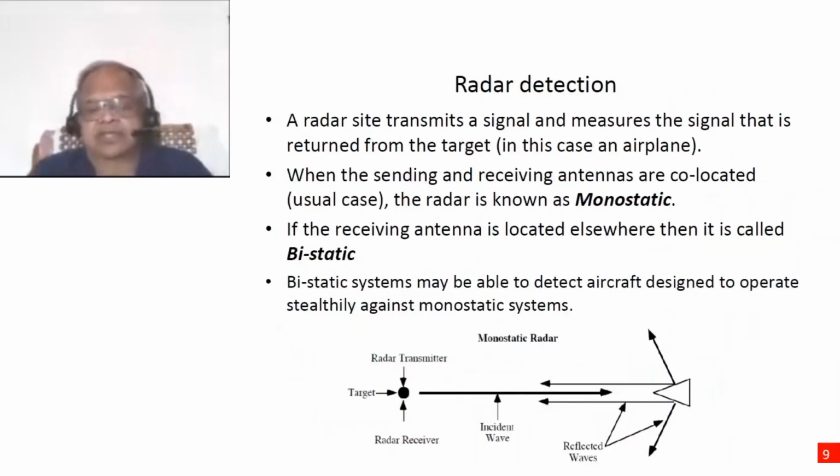So let's look at how exactly the detection happens because of radar. A radar site transmits a signal and measures the signal that is returned from the target. In this case, basically, you send out a signal, a radar wave, and we assume that the radar wave is planar. Of course, it's not. But as a first approximation, we can assume that there's a planar wave incoming towards you. And when it hits the target, three things happen when an electromagnetic wave hits an object. Three things normally happen. One, reflection. Second, transmission through. And the third is absorption.